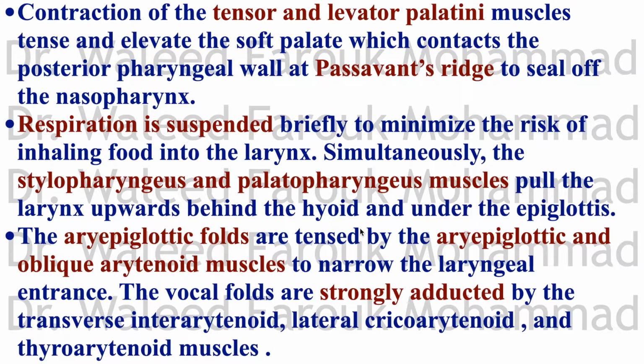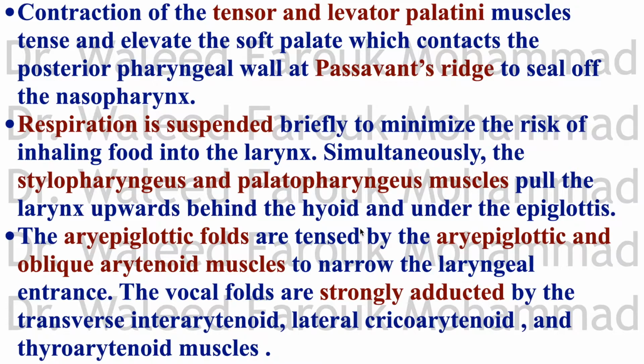The stylopharyngeus and palatopharyngeus muscles pull the larynx upwards behind the hyoid and under the epiglottis. When they pull the larynx upwards, the epiglottis automatically closes. If you remember the framework of the larynx, you will know how it works.